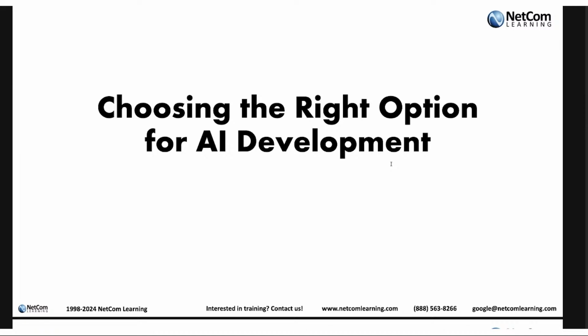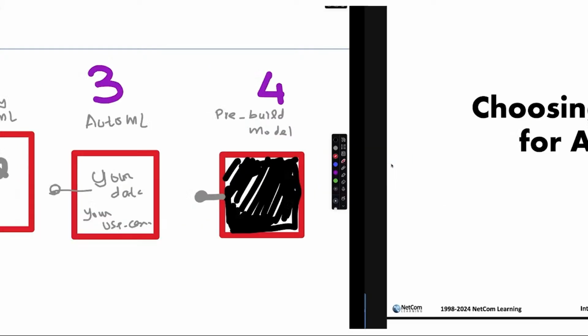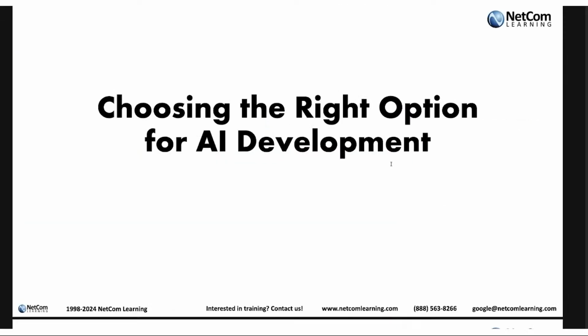If we go back here, should we be using a custom model, BQML, AutoML, or should we be using pre-built solutions, or a combination of all of them? Let's look into this now. Let me stop here. Any questions so far? Everything good? Okay. I'll monitor the chat. If there are any questions, please let me know.